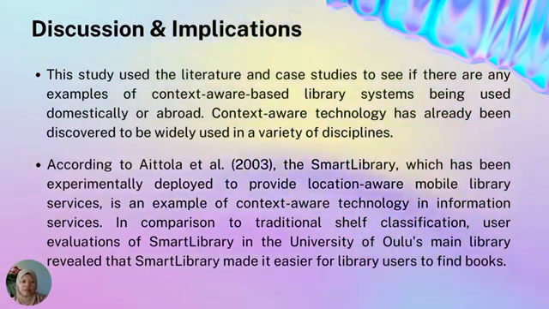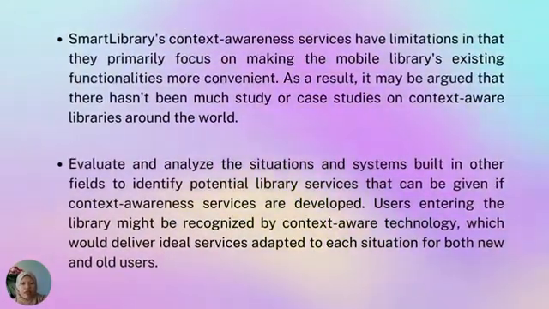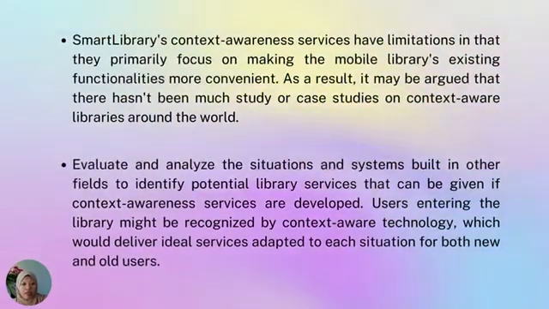technology in information services. In comparison to traditional shelf classification, user evaluations of Smart Library in the University of Oulu's main library revealed that Smart Library made it easier for library users to find books. Other than that, Smart Library's context awareness services have limitations in that they primarily focus on making the mobile library's existing functionalities more convenient. As a result, it may be argued that there hasn't been much study or case studies on context-aware libraries around the world.